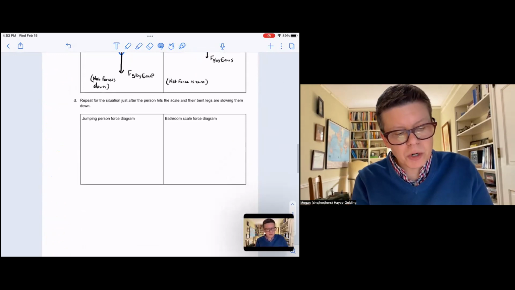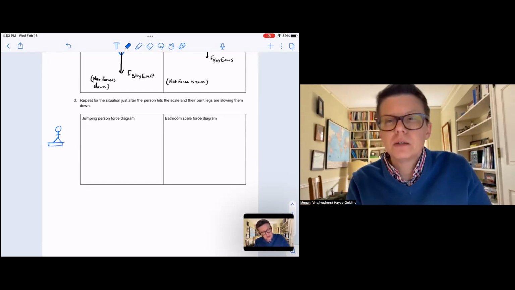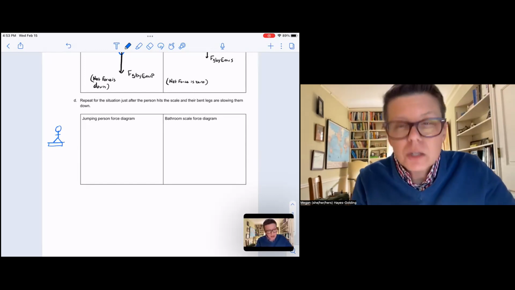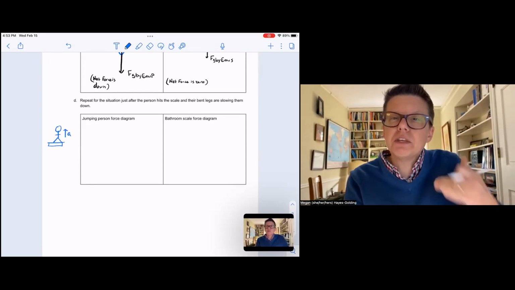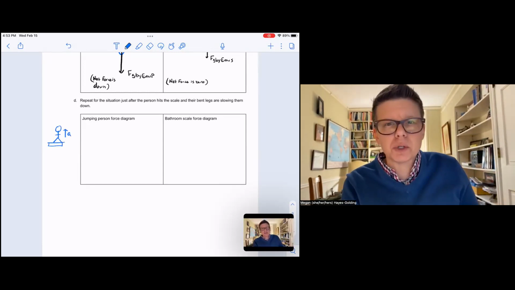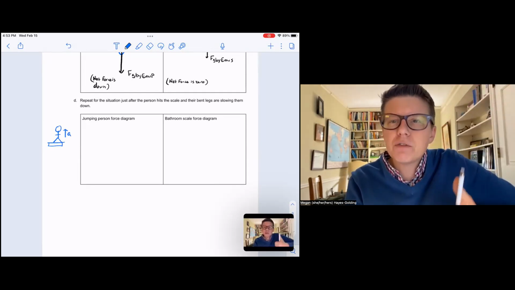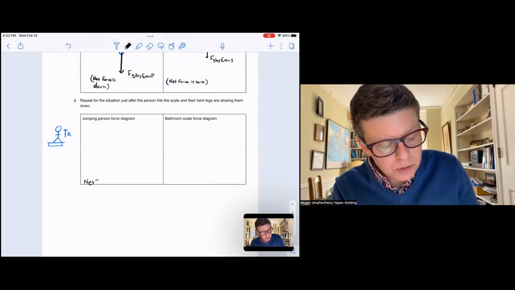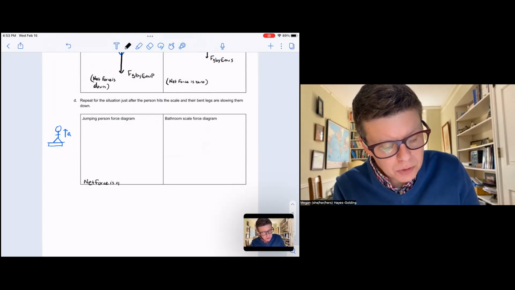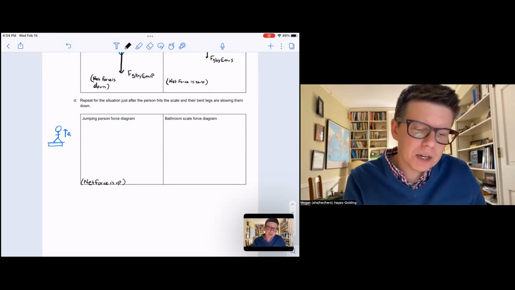All righty, last part. The person has just hit the scale. Their knees are flexed again. They're slowing down. So they were moving down, but now the acceleration is upwards. I know that seems a little weird. Why is the acceleration upwards? They're moving down and slowing down. That means you need to have an acceleration upwards and a net force upwards. The scale still experiences 0 net force. It's not accelerating anywhere.